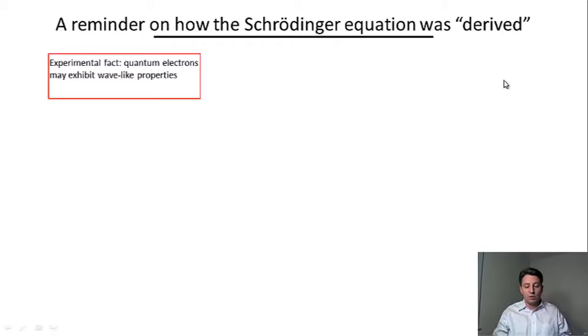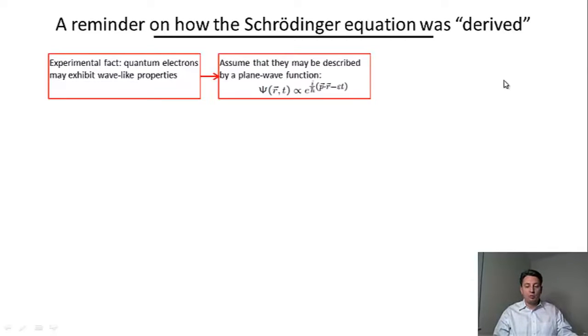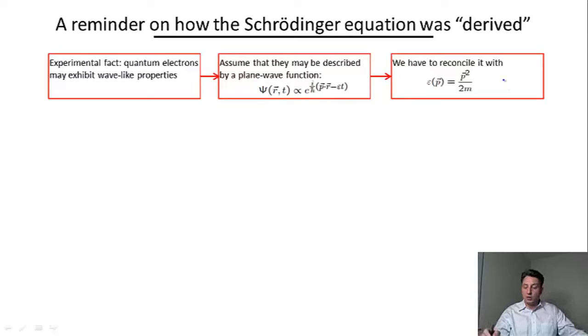The first piece of information which was essential was the experimental fact that quantum electrons and other quantum particles may exhibit wave-like properties. In order to explain this, we introduce in an ad hoc fashion a plane wave function which would explain the data essentially. In this wave function, we also introduced the momentum and the energy of the electron, which, according to another piece of information known from the theory, must be related to one another using this dispersion relation, which is basically the kinetic energy of a free particle, mv squared over 2 or p squared over 2m.